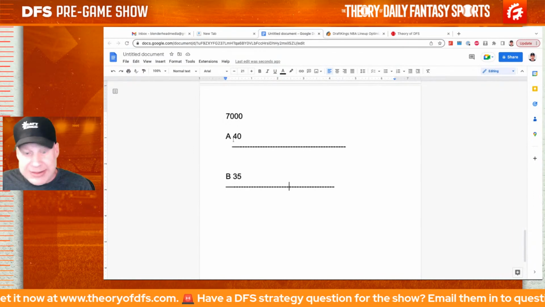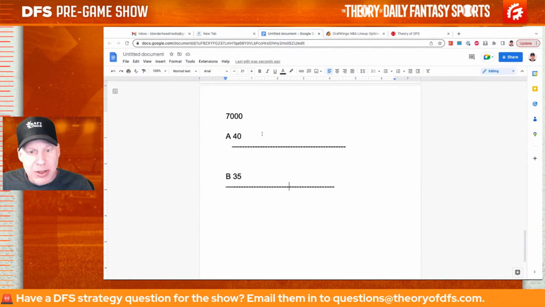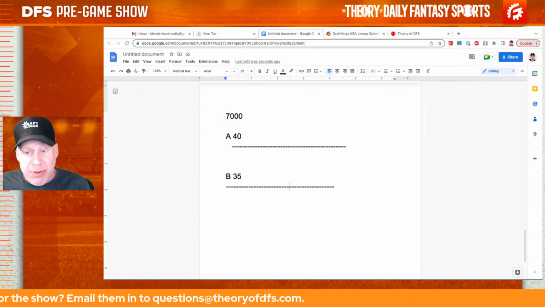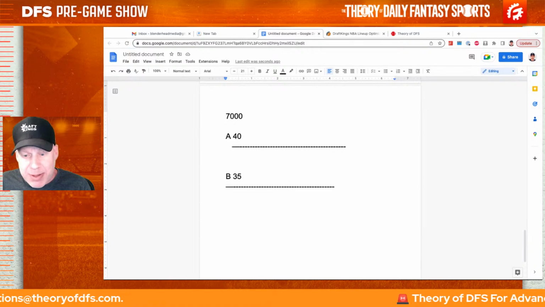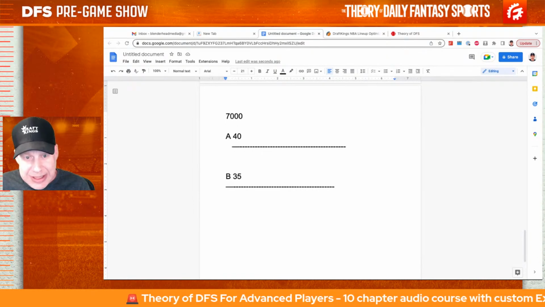So it's not a guarantee. If B beats A, it's like, oh my god, how did that happen? How did player B beat player A? I thought player A was a better play. Yeah, player A is a better play by like 7% of the time more. That's it.